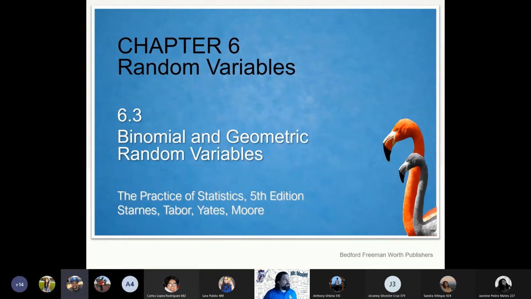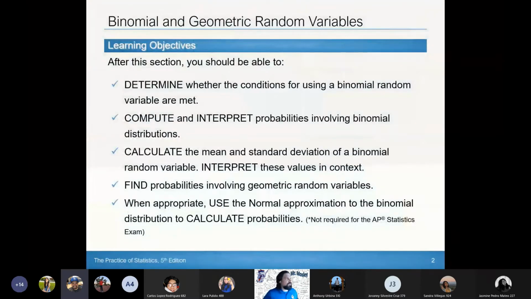So here we are. We're going to start section 6.3 and get through all of it today. We have binomial and geometric random variables. We've talked about what a random variable is and how to use them. Now we're going into special kinds of random variables. For this lesson, we're going to focus on determining whether the conditions for using a binomial random variable are met. We're going to compute and interpret probabilities involving binomial distributions. We're going to calculate the mean and standard deviation of a binomial random variable and interpret these values in context.